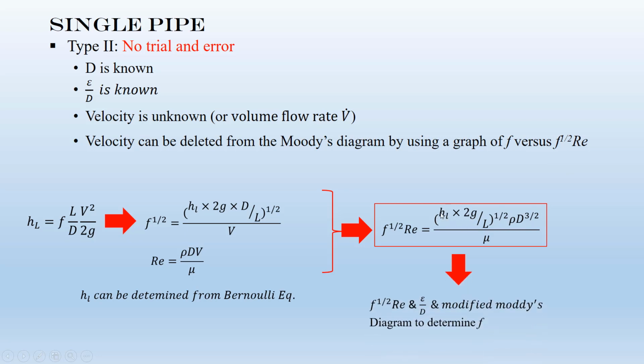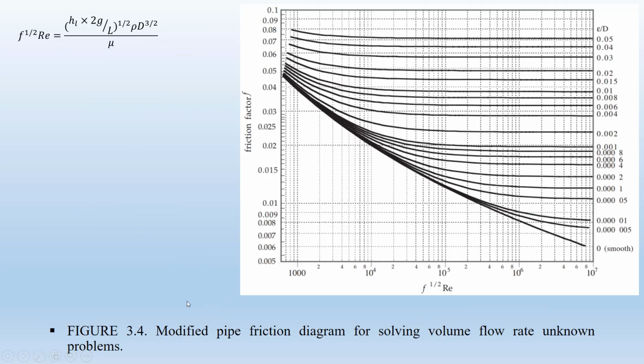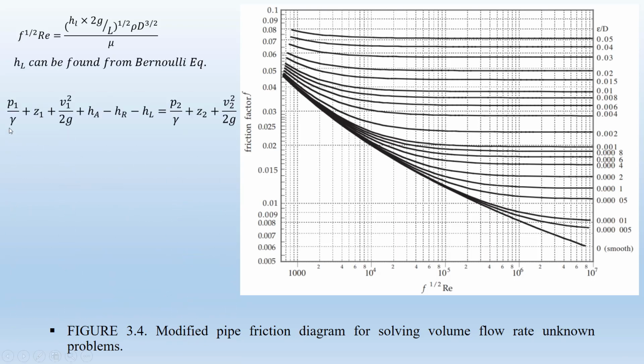And then I told you, if you have minor losses, you just need to write the minor losses in the format of equivalent lengths. So look, guys, here you can see figure 3.4. This is the chart for f versus the square root of f times the Reynolds number, correct? Look, this product is independent of the velocity. You can simply find this velocity by having the density, diameter, viscosity, and then HL can be determined from the Bernoulli equation. Look, this is the Bernoulli equation.